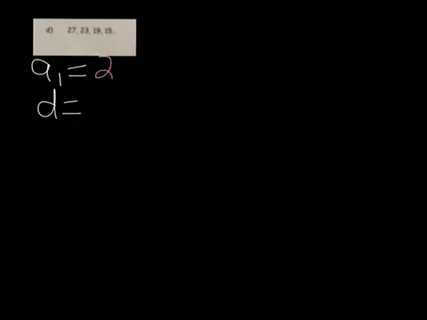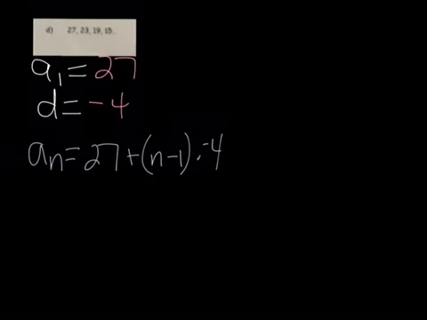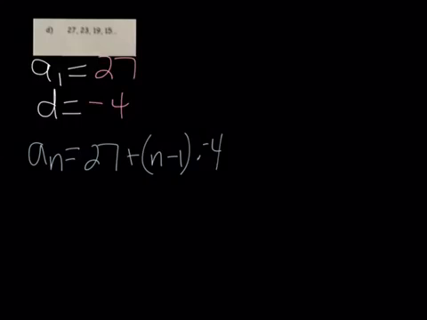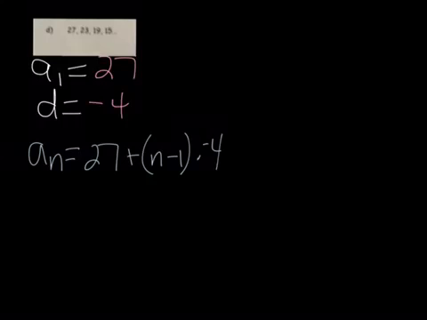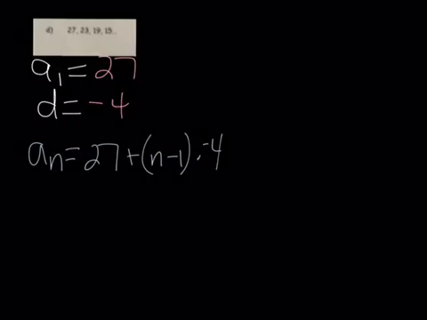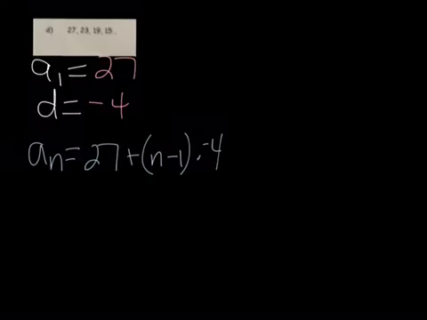A sub 1 is 27 and d is a minus 4 pattern. Okay, pause and plug it into the formula. Your formula should say a sub n equals 27 plus n minus 1 times negative 4. Now go on and distribute and combine like terms to find the final answer that we're looking for. You should have gotten a sub n equals negative 4n plus 31.